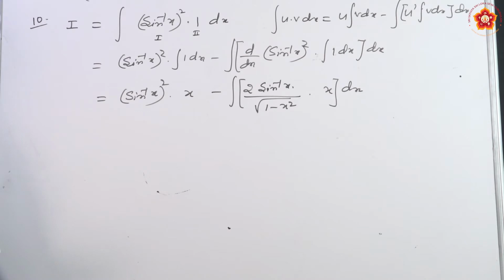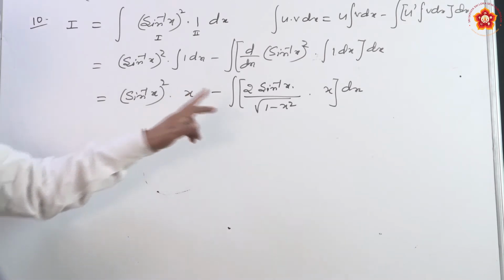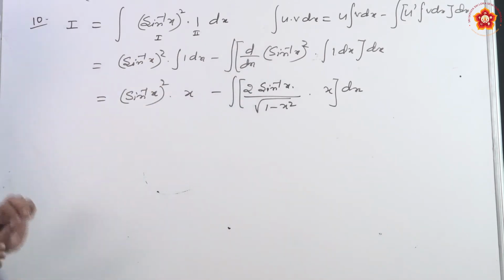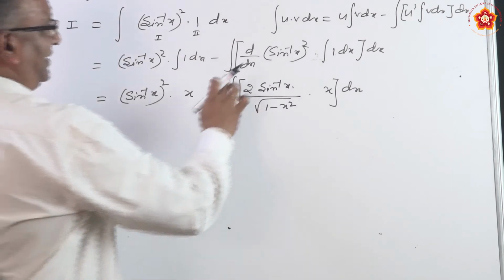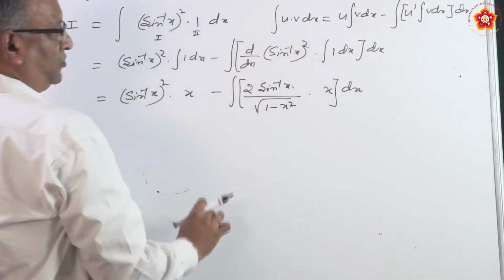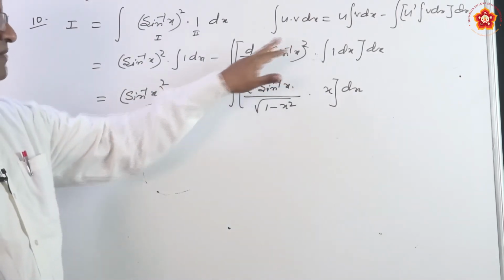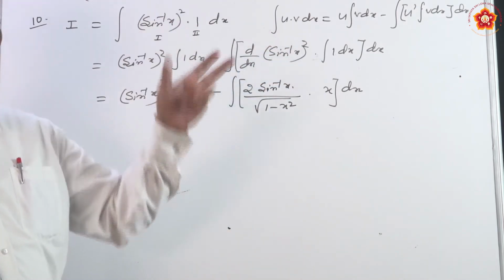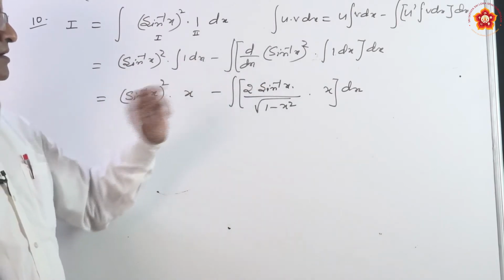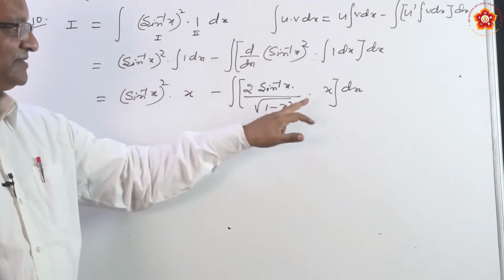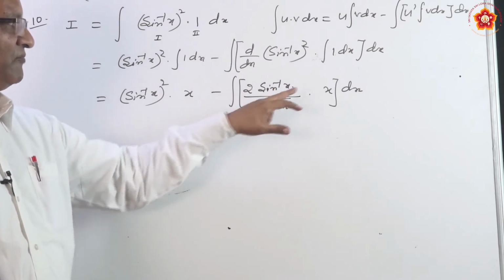Is this clear? Is it clear to you that we got it like this? How did we get this? It is d/dx of (sine inverse x) whole square. We take sine inverse x as t, so it will become t square. d/dx of t square is d/dt of t square, so 2t. And then the derivative of sine inverse x is 1 upon under root of 1 minus x square.